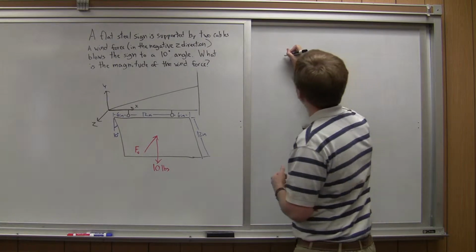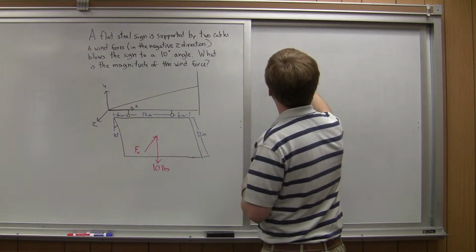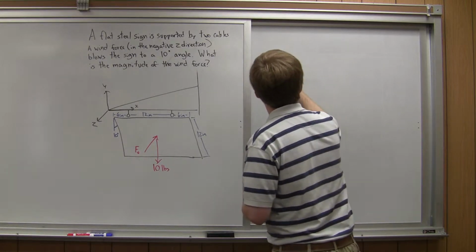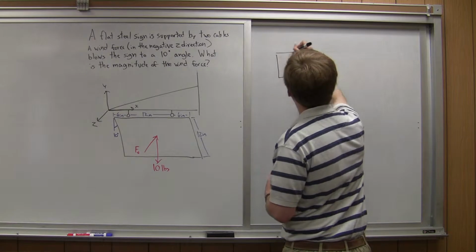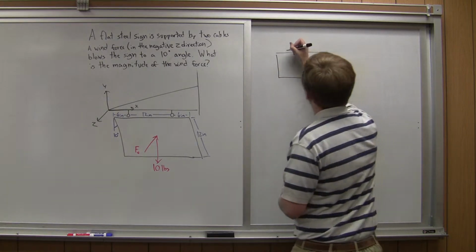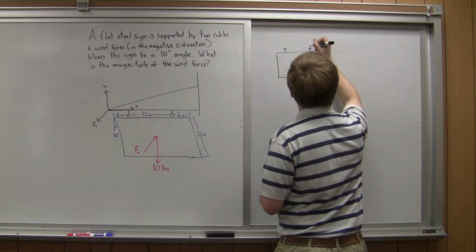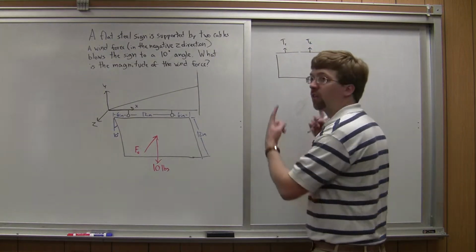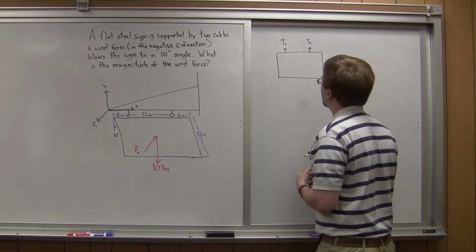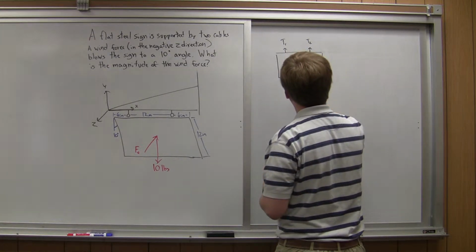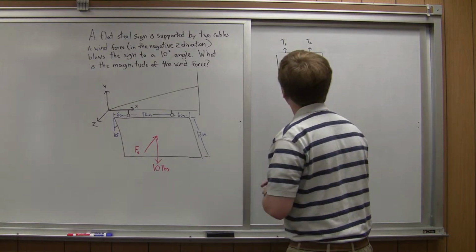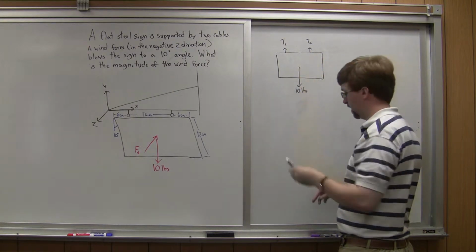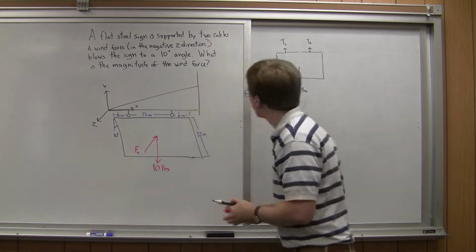In the XY plane, this is looking straight onto the sign, where Z would be coming out of the board. It's just going to look normal, like a square like this. I'm going to have tension forces, we'll call them T1 and T2, up at the top. These tension forces are going to be coming out of the board a little bit. The weight force is 10 pounds, pulling straight down. And the wind force I'm not going to see, since it's going to be going straight into the board.